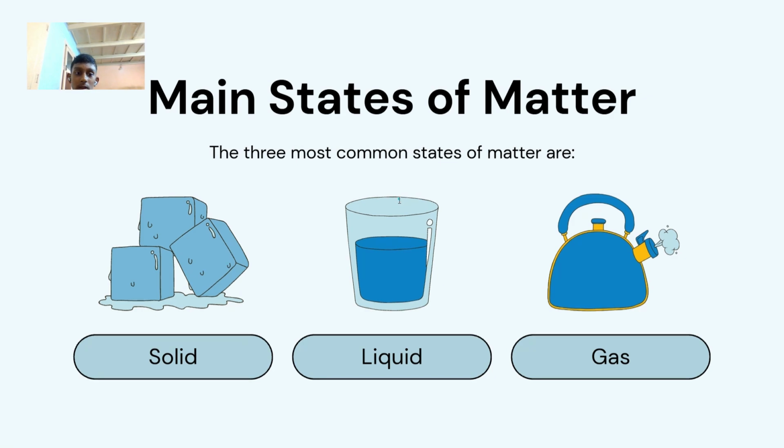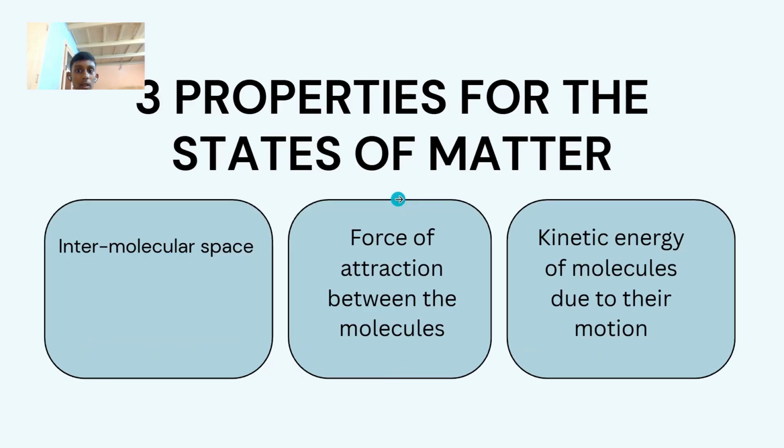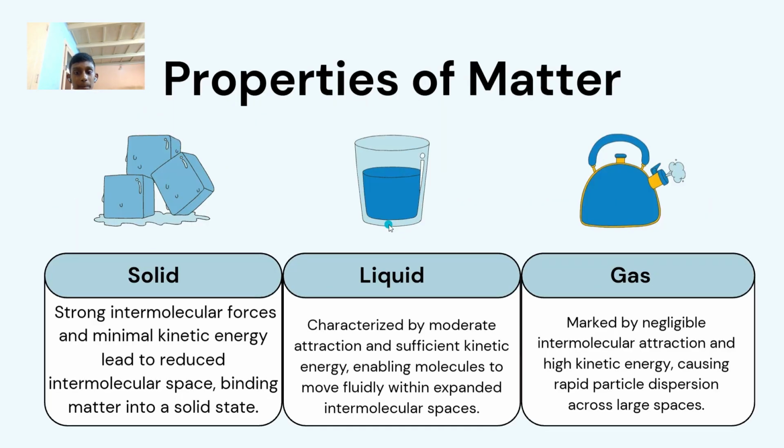States of matter. The main states of matter are solid, liquid, and gas. The properties of these states are governed by three factors: intermolecular space, the force of attraction between molecules, and the kinetic energy of molecules due to their motion. Properties of matter, breaking these states down side by side.